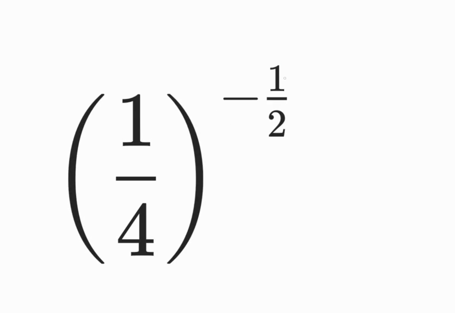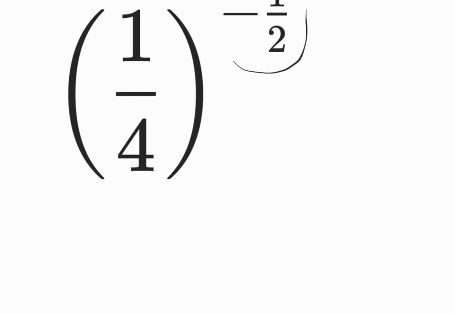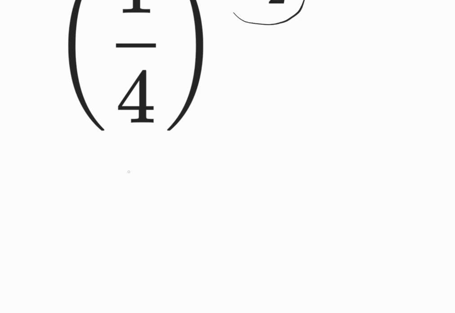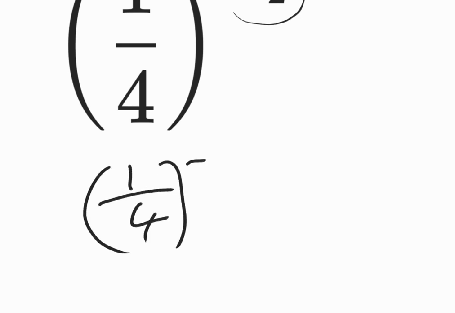Exponents, right? How do we treat this kind of exponent? You see right here, the power is negative, right? So what do we do? And in the parentheses, we have 1 over 4. So what do we do in this case? Let's see what we can do right here. I'm going to repeat the question: I have 1 over 4 to what? Negative 1 over 2, right?